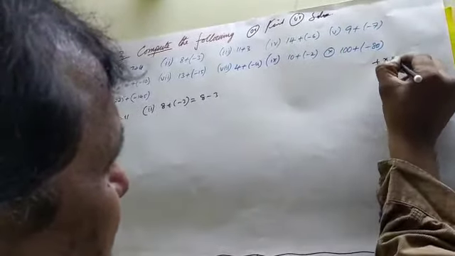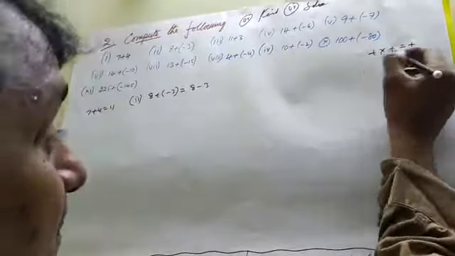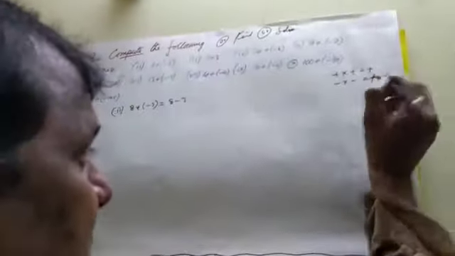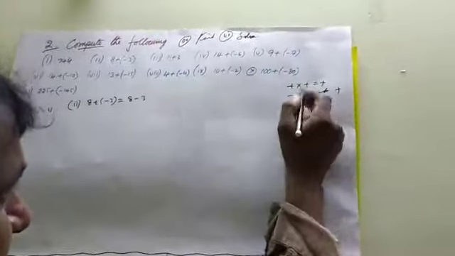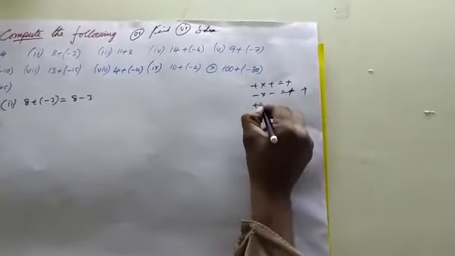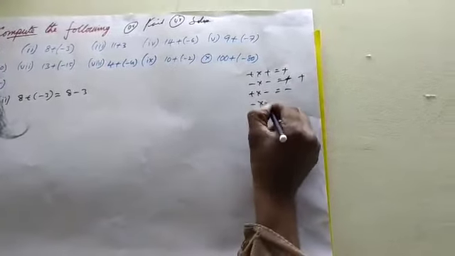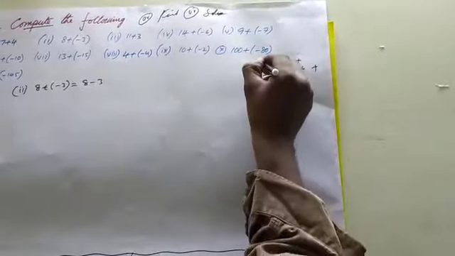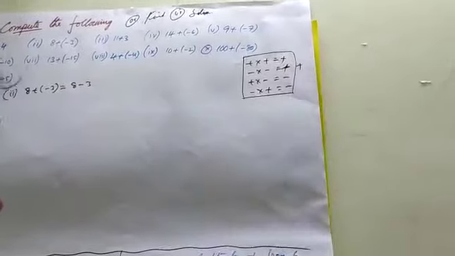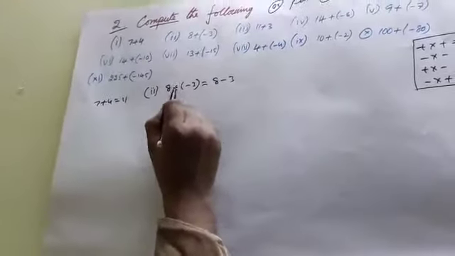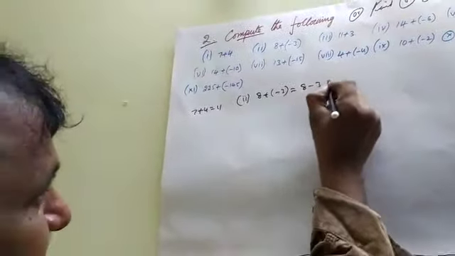The 4 conditions under multiplication: see, plus into plus is plus. Same signs under multiplication, minus into minus, that is equal to plus. Opposite signs under multiplication, the result is minus. Therefore plus into minus is minus, and minus into plus, the result is minus. The 4 operations are very important. Remember that. Therefore 8 plus of minus 3 is equal to 8 plus into minus, 8 minus 3 is equal to 5.